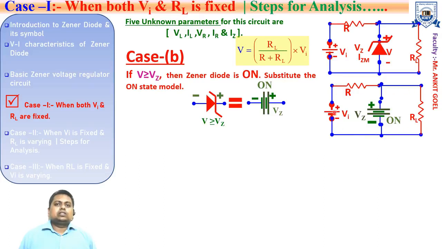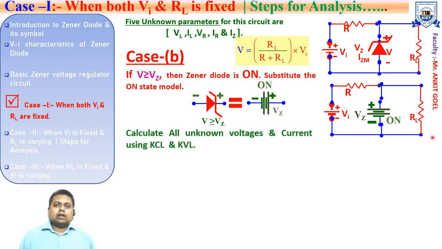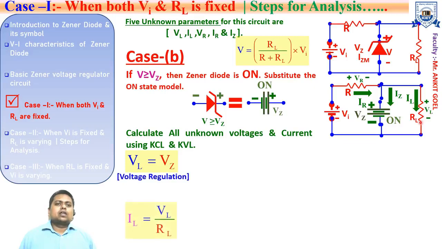Now for this electrical circuit, you can easily find the unknown parameters by applying KVL and KCL. These are the given parameters as shown in the figure. The first unknown parameter you can easily calculate is the load voltage VL, which is easily found as VL is equal to VZ. Right. Once you know the load voltage VL, RL is given, so you can easily find the load current IL as VL upon RL.